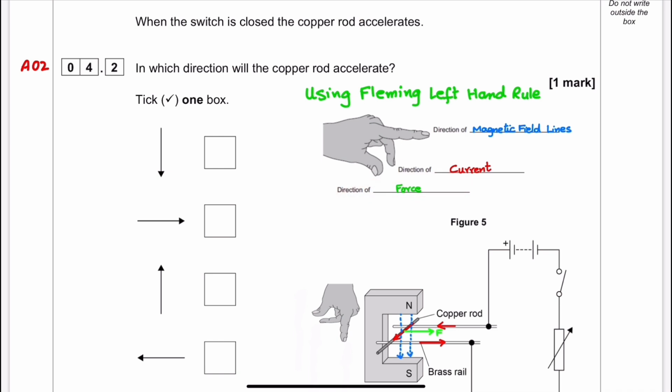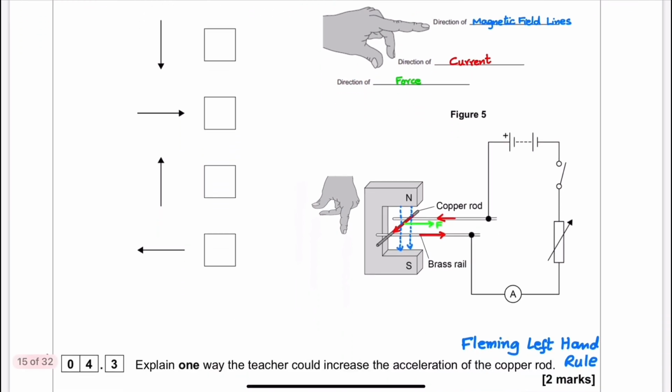We are using figure number 5. We can see here when the current is flowing, the direction of the current is given here, whereas the direction of the magnetic field is from the north pole to the south pole. When we use the Fleming left-hand rule, we can find the direction of the force on the rod is towards the right side. So when the switch is closed, the direction of the force on the rod is towards the right side. The correct option is towards the right side.